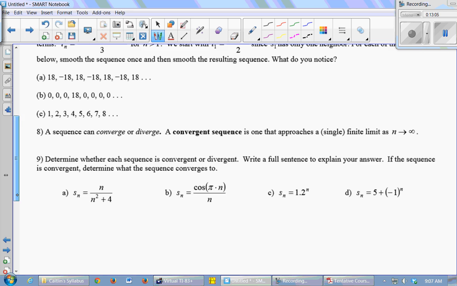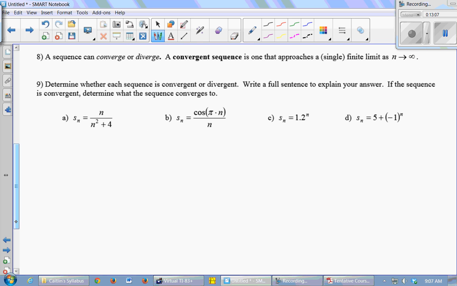All right, skipping over the challenge for the moment. A sequence can converge or diverge. So this is just limits from Calc 1. A convergent sequence is one that approaches a single finite limit as n goes to infinity. Taking a limit as n goes to infinity, if the sequence approaches a single finite limit, we say that the sequence converges. Otherwise, it diverges.